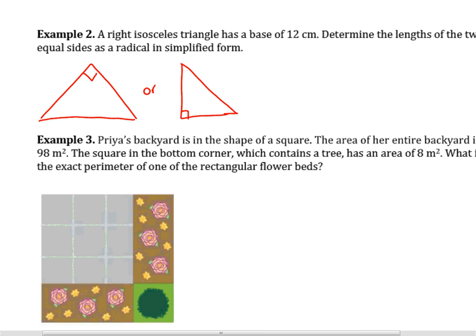Okay, so isosceles means what? There's a 90 degree angle and also two equal sides. So these two are these two. Now they say the base is 12, so it probably looks like the first one, right? It says determine the lengths of the two equal sides. So this guy is 12 or this guy is 12. It's just turned, depending on how you drew it. Just find the lengths of the equal sides.